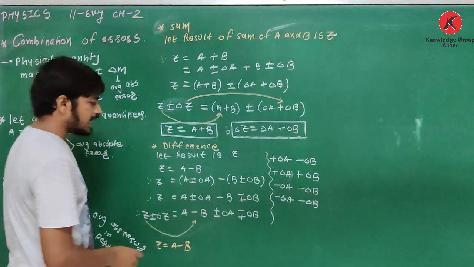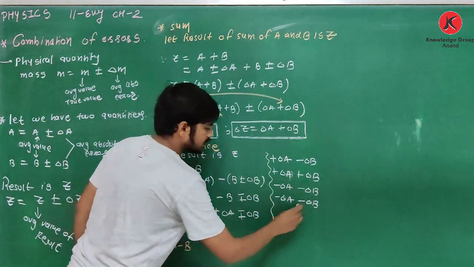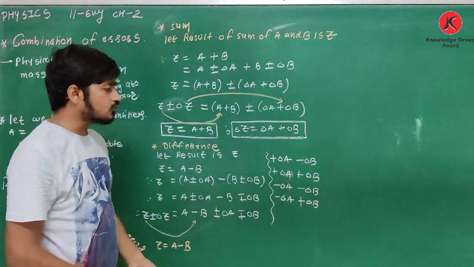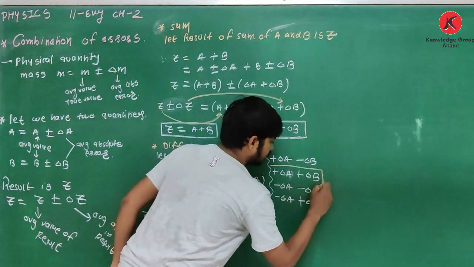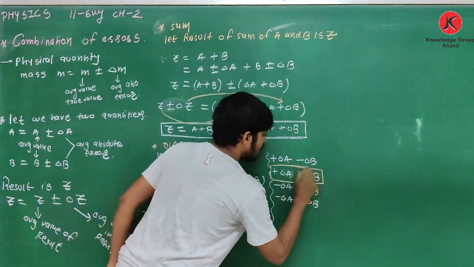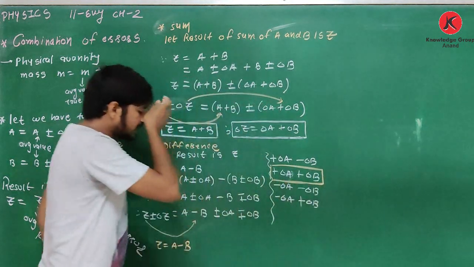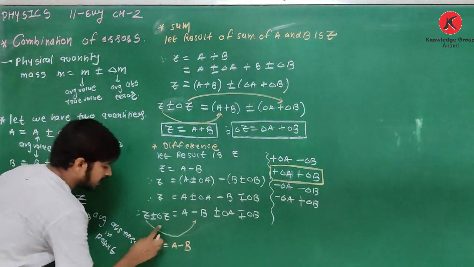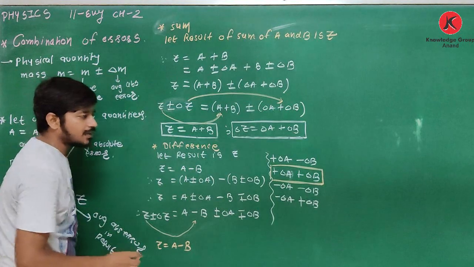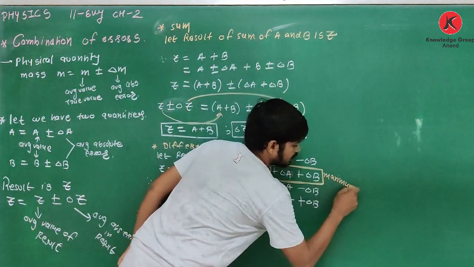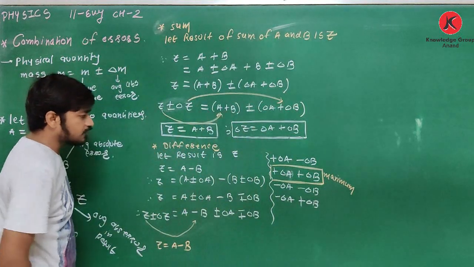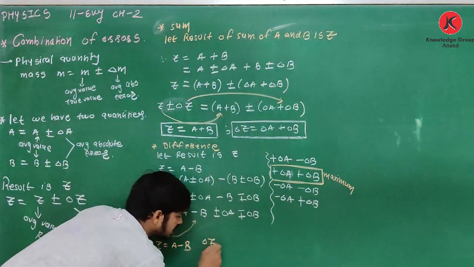It is minus delta A minus delta B, and the last one is minus delta A plus delta B. So out of these 4, which one will have maximum value? Obviously this one will have maximum value. So again, how to write this delta z? It is the maximum error. So again, in case of difference, what is delta z?